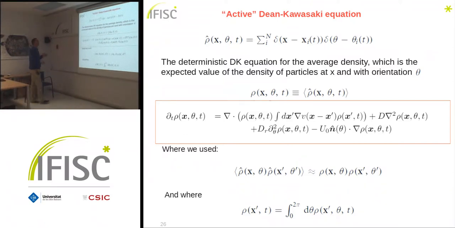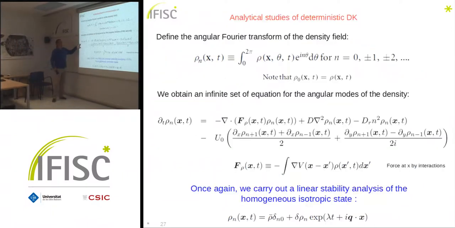Okay. Well, again, Dean-Kawasaki. The problem here is that we have a new degree of freedom. How to explain a Dean-Kawasaki equation is not a trivial thing. Jean-Baptiste did a very good job with this, and we obtained it directly to the deterministic one. He obtained this equation for the density of particles at a given position with a given orientation and a given time, t.